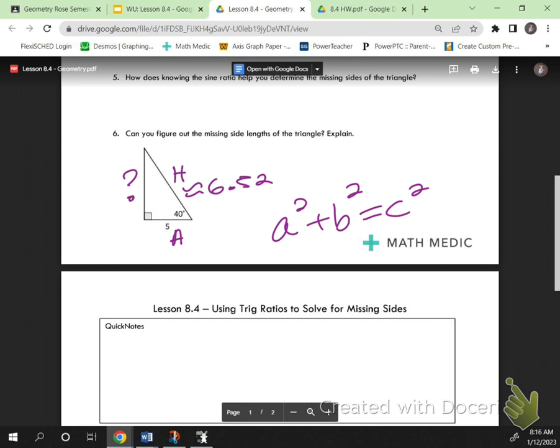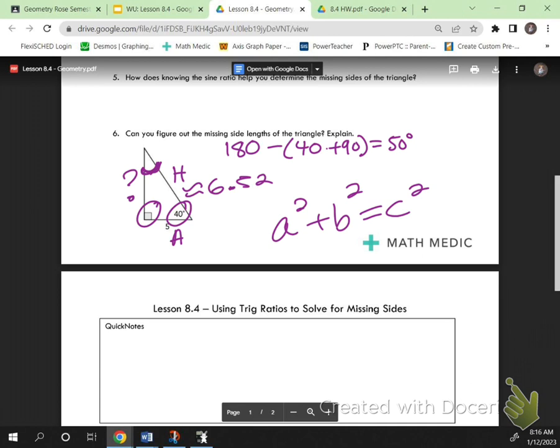Last thing, how could I find this other angle? We're putting a lot of things together. Yes. Oh my gosh, I completely forgot. Okay, it's okay. We know this is 40. We know this is 90, 180 minus whatever those add up to be. It's 50. Do you see how we can find all the missing pieces on the triangle now? Wow. Flip your page for the quick notes.